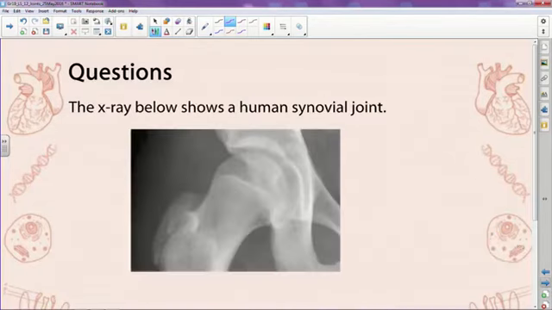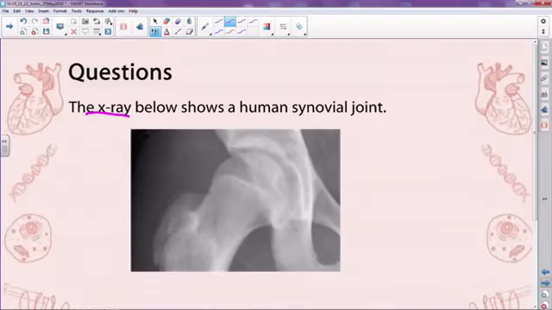Okay, what other kind of questions? Now let's have a look. Now I take an x-ray. Now the same concepts apply, but now I need to look at what bones look like in real life and try and see if I can now see what the bones are and what part I'm actually looking at. Now the question says an x-ray, you can see that it's an x-ray, and it tells you it's a human synovial joint. Now that already, we know it's human and it's a synovial joint.